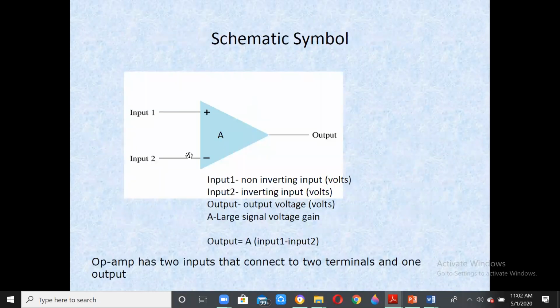So the amplification is of the order of megs. That means 10 to the power of 6, of the order of 10^6 over here. So we have two inputs, the non-inverting terminal and the inverting terminal, and one output. Then you also have plus VCC and minus VCC here, which are connected and are responsible for the saturation voltages. So A is very, very large.